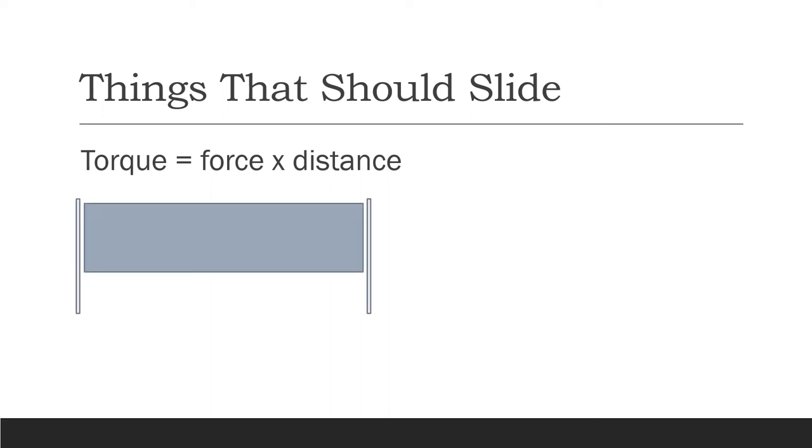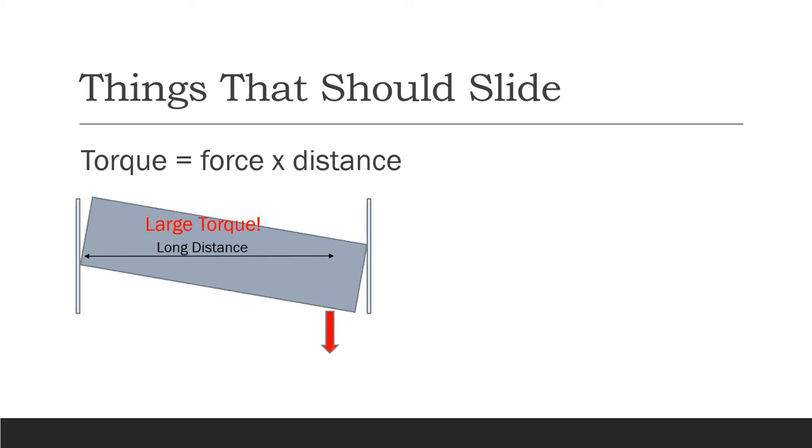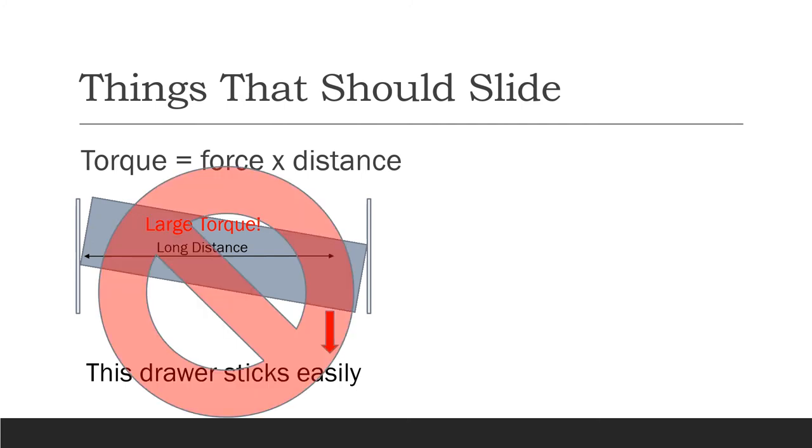So imagine that you had a drawer that was wide and short. And imagine if you pulled on one side of that drawer. Let's think about what would happen if you pulled kind of where the red arrow is shown there. Well, you're a long distance from the side, so this creates a large torque. So when you pull on that drawer at that location, it tends to twist that drawer, which causes it to stick and jam. So it doesn't slide very well. Instead, it sticks easily. So this is not a good idea.